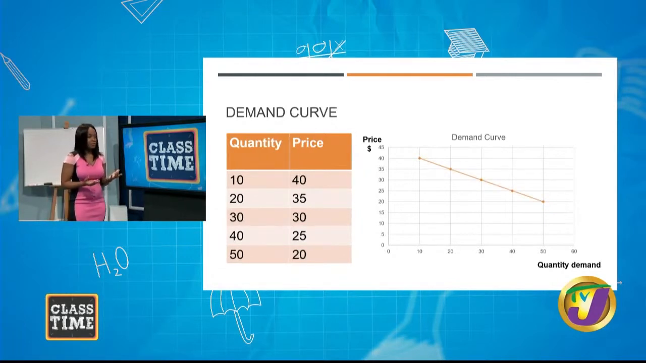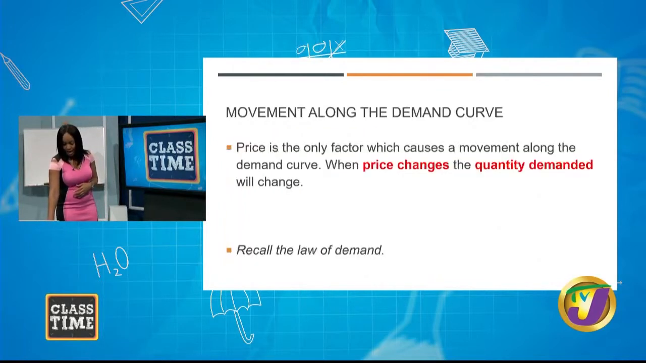Now, this is why your demand curve will slope downwards. Notice that when the price of the good is $40, 10 units are demanded, and as the price decreases, the quantities demanded tend to increase. And as I mentioned before, this is generally what happens when you have a normal good.